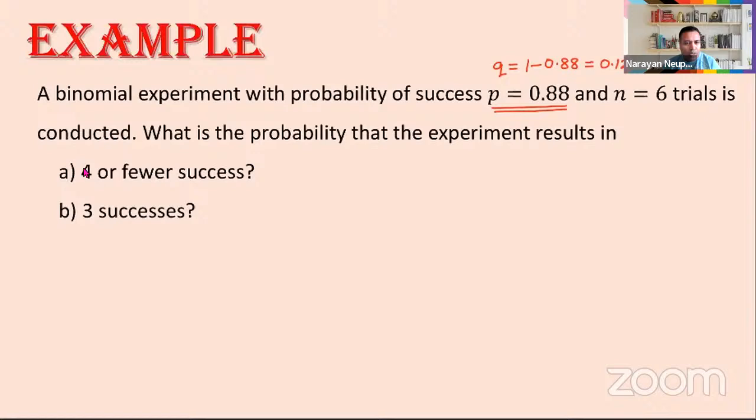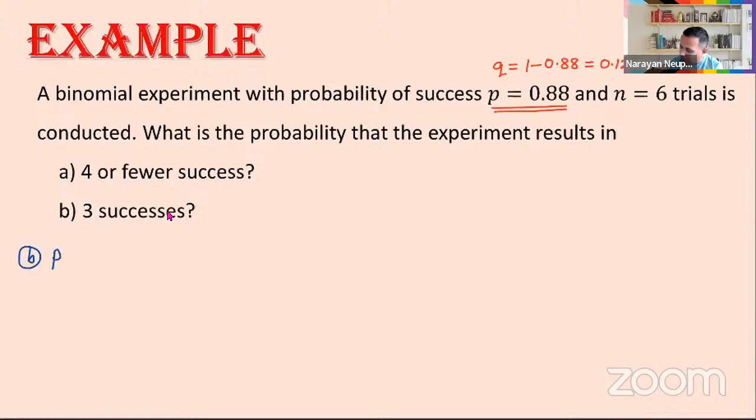And what we are asked to do is, what is the probability that the experiment results in 4 or fewer successes, or exactly 3 successes? And you can see that this is a binomial experiment because you have the probability of failure and success the same throughout the experiment, the number of trials is fixed, and you always have 2 outcomes. So this is a binomial experiment. What I'm going to do here is, instead of solving part A first, I'm going to show you how to solve part B first, so that it's easy to solve part A after that. So now let's look at part B first.